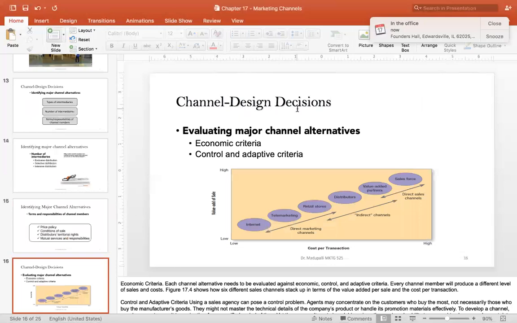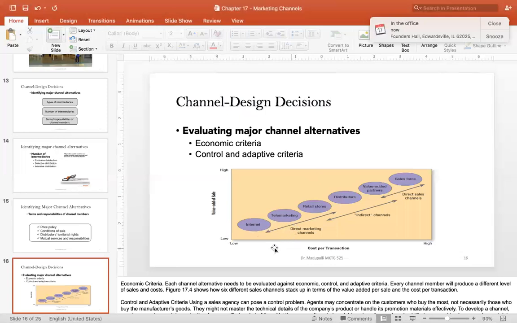And some of the criteria for evaluating major channel alternatives: one is economic, right? There are two main criteria. From an economic standpoint, every channel member will produce different levels of sales and costs. Some sellers try to replace high cost channels with low cost channels, as long as the value added per sale is sufficient.